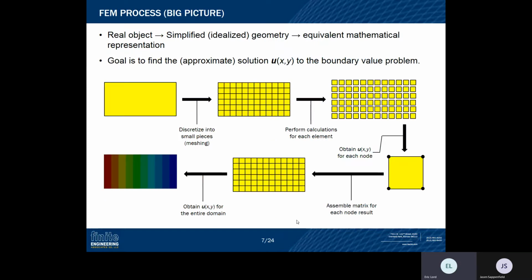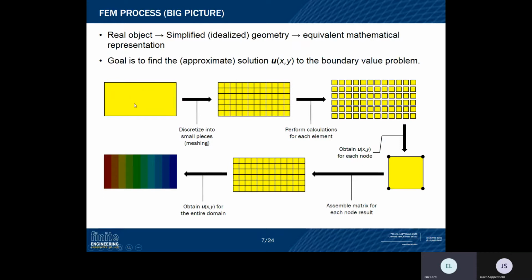Just to give you a very big picture view of this process, with a graphical representation: we have a real object we start off with here, and we simplify it into an idealized geometry. Then we find an equivalent mathematical representation to describe that geometry. The goal is to find the approximate solution for displacements to the boundary value problem that we have.